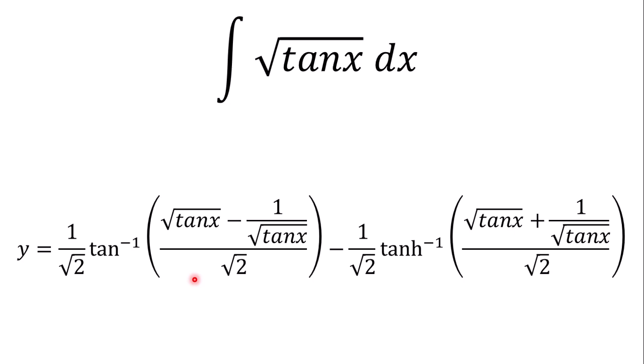Yeah, reflected. Okay, so y is equal to 1 over square root of 2 tangent inverse of (square root of tan x minus 1 over square root of tan x) all over root 2, minus 1 over root 2 tan x. There's a difference between this and this one as well. The hyperbolic function of this one is the hyperbolic function of this.